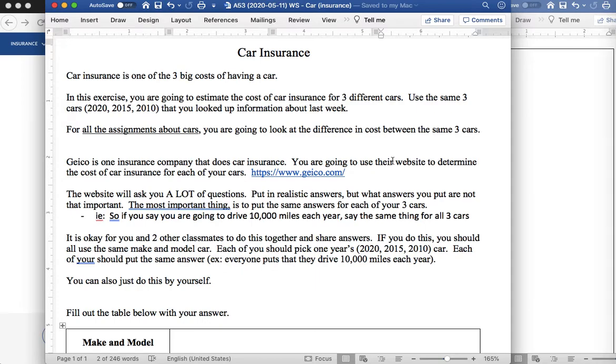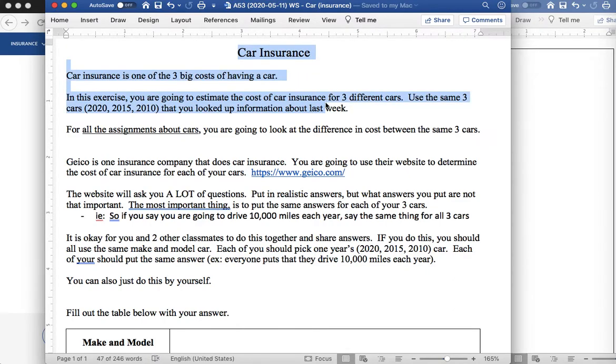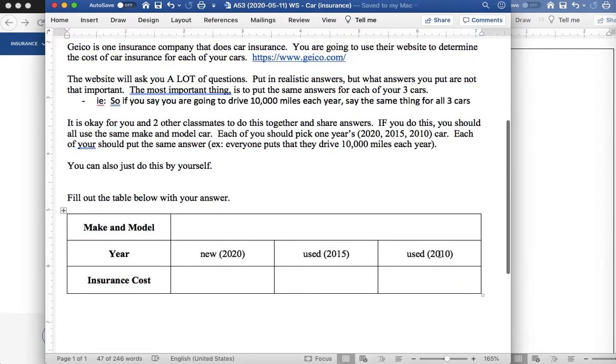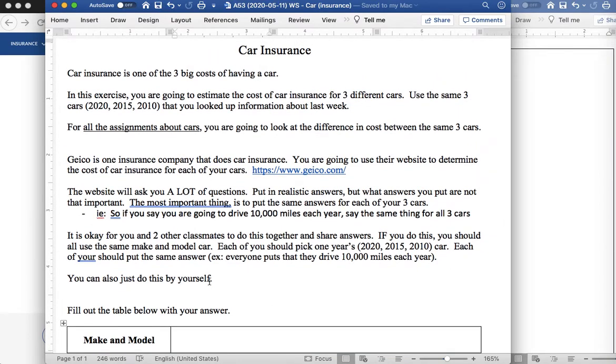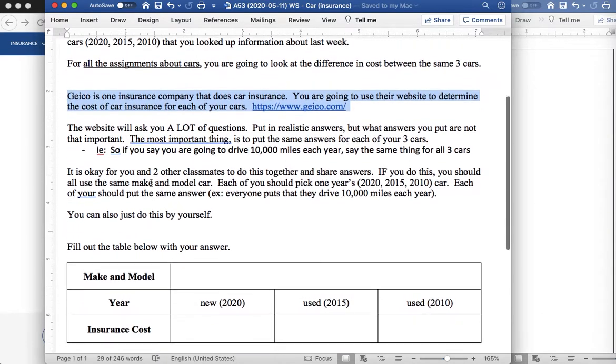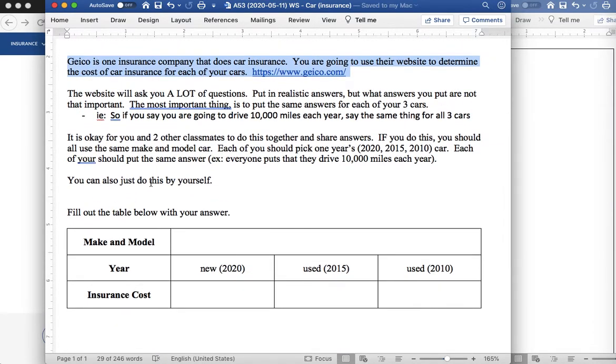Okay, so we're going to have you estimate what your insurance cost will be for your three different cars. Once again, this is the same three cars that you looked up last week. If you have not done those assignments yet, please do those assignments first. We're going to use this car company and this website, Geico. Geico is one of many car insurance companies that you could give your money to and buy insurance from.